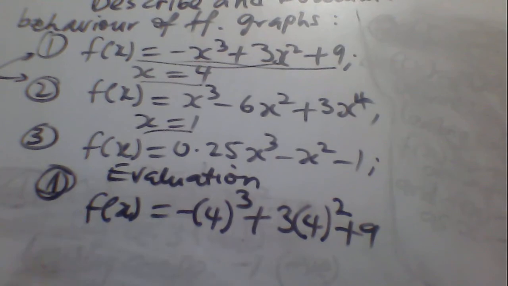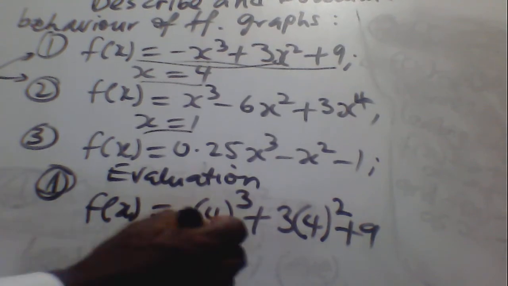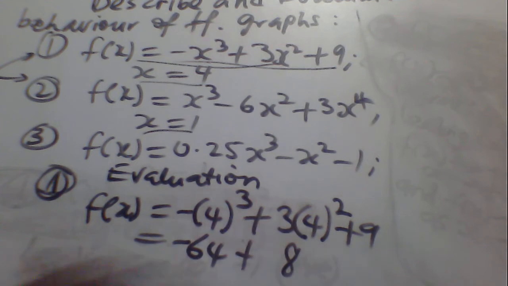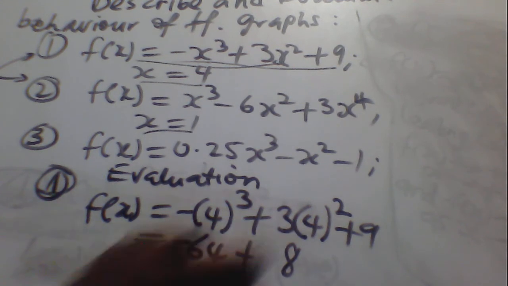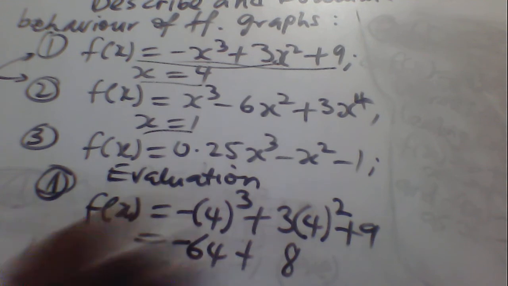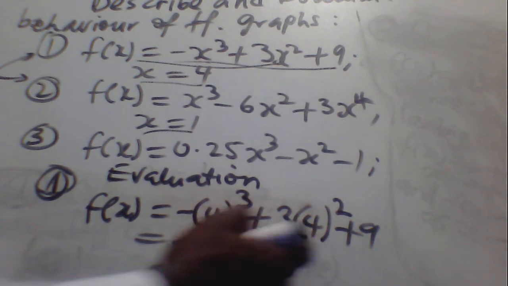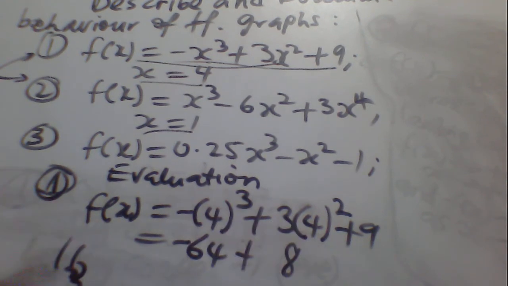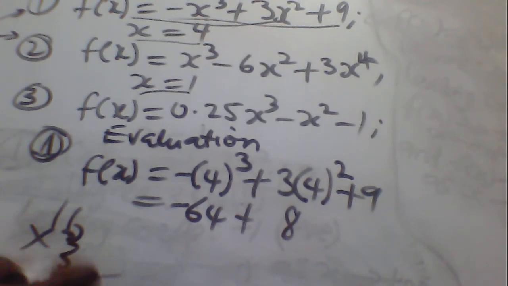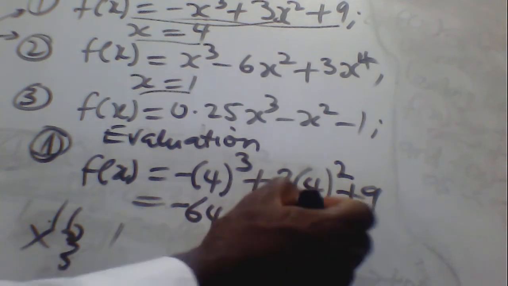So we now proceed. This will give us minus 64. 16 times 3 will give us 8, carry 1. Mind you, this is 16. That is 16 times 3. If you multiply 16 by 3, you have 8 carry 1. 3 times 1 will give us 3 plus 1, 48. So this gives us 48 plus 9.